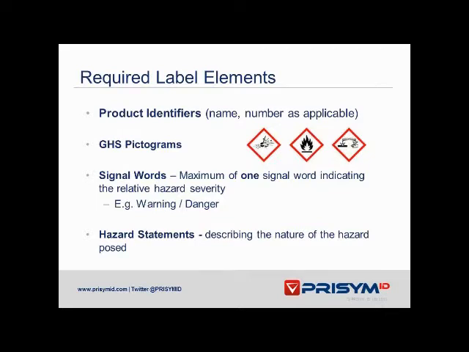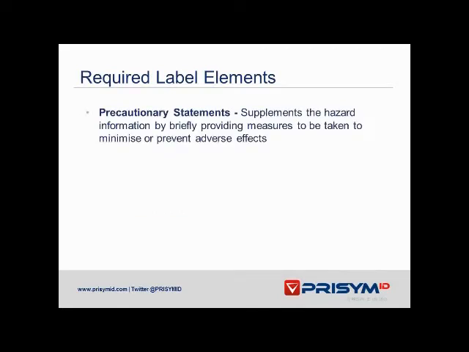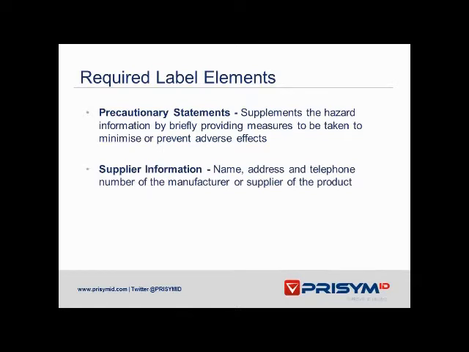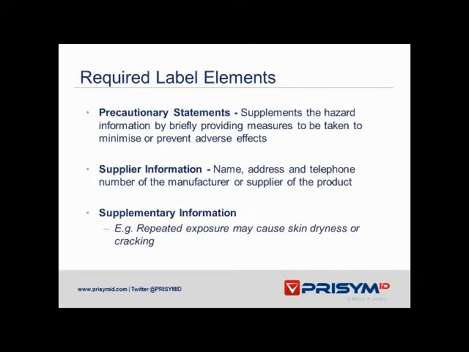Precautionary statements, which supplement the hazard information by briefly providing measures to be taken to minimise or prevent adverse effects, as well as supply information to include the name, address and telephone number of the manufacturer or supplier of the product. And supplementary information, which is non-harmonised information on the container of a hazardous product that is not required or specified under the GHS, such as repeated exposure may cause dryness or cracking.